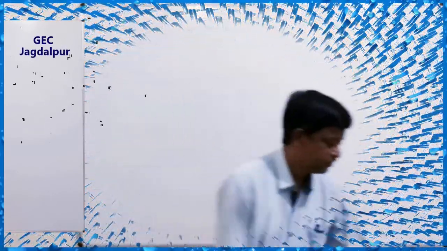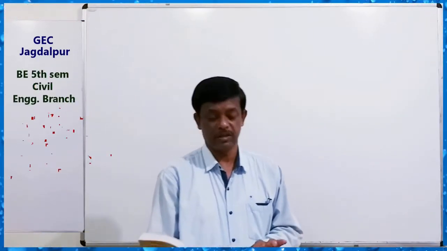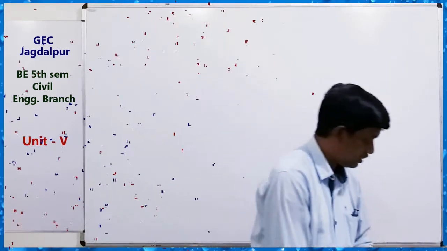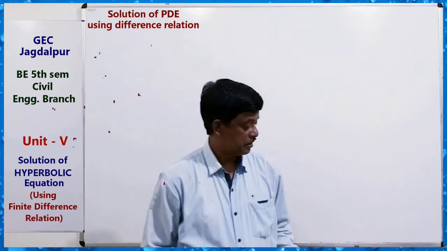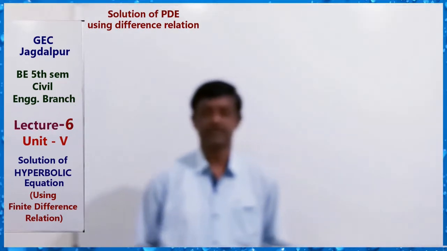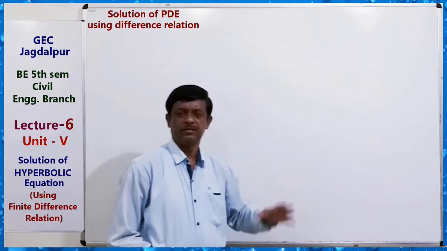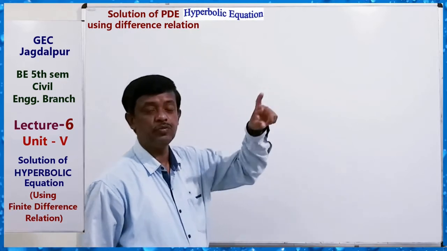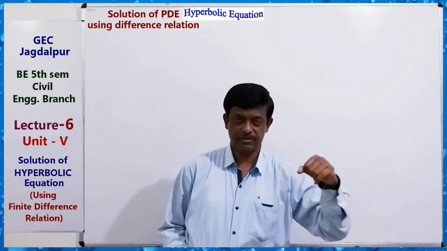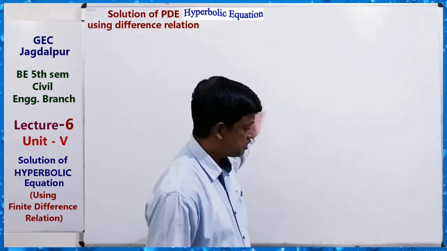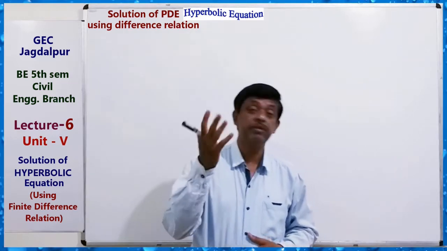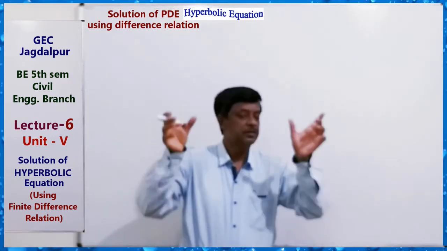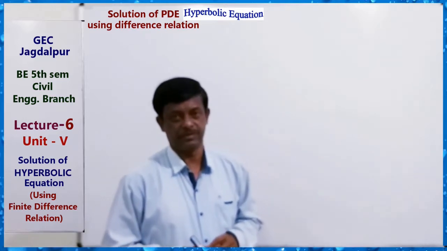Hello dear students, today I will discuss the solution of hyperbolic equations. We saw in the previous class the solution of the parabolic equation, that is the one-dimensional heat equation, with del u by del t, a first order partial derivative, on the left hand side and a second order partial derivative on the right hand side. Here, in the hyperbolic equation, for example the wave equation, both sides have second order partial derivatives of u.